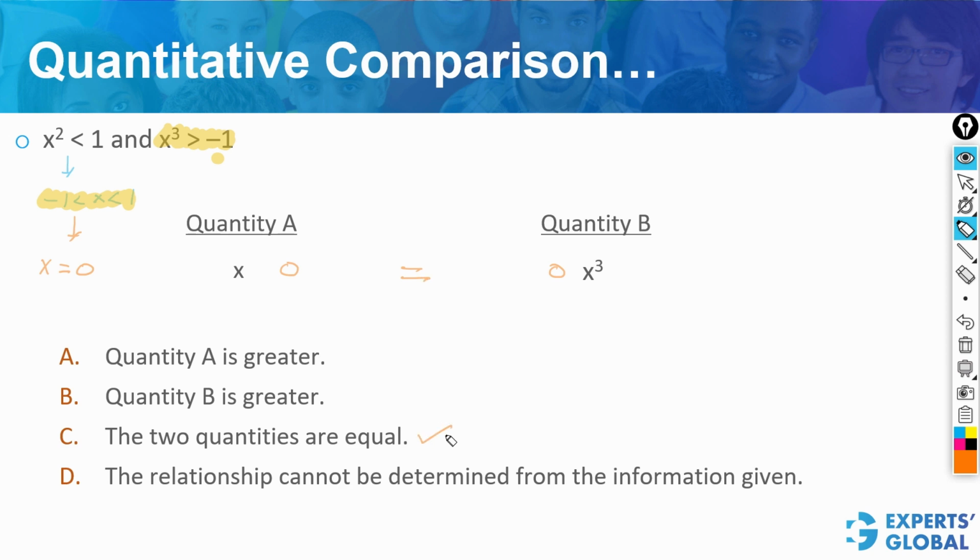However, for a value such as x equals 0.5, quantity A becomes 0.5, whereas quantity B becomes 0.125. So quantity A turns out to be greater, and for a value such as x equals -0.5, quantity A is -0.5, quantity B is -0.125. Therefore, for this case, quantity B turns out to be greater. So we have been able to get contradictory answers, which means D is the correct answer choice.